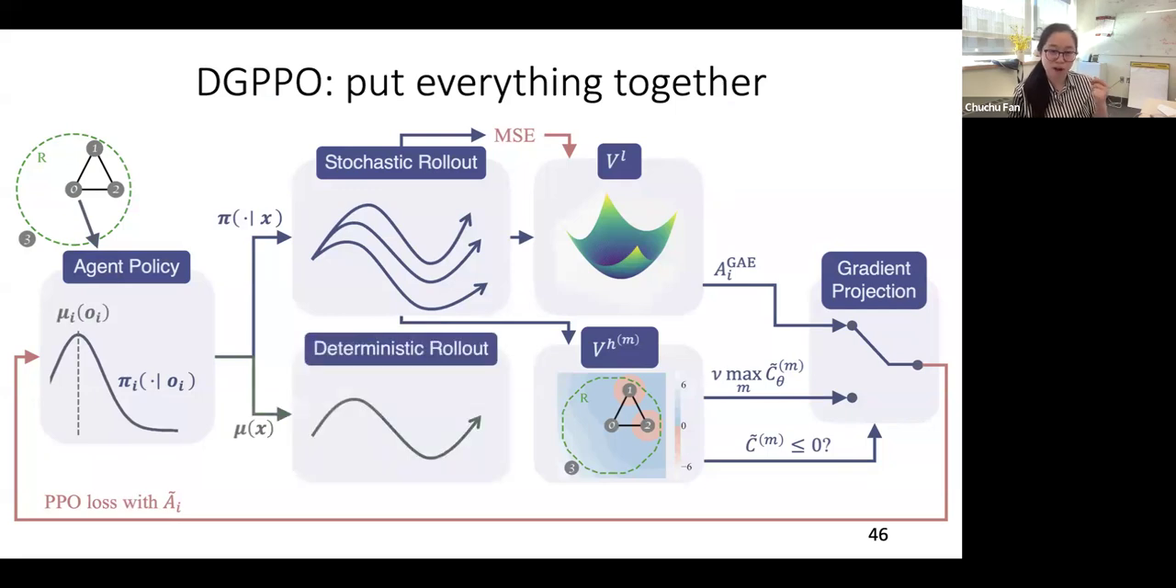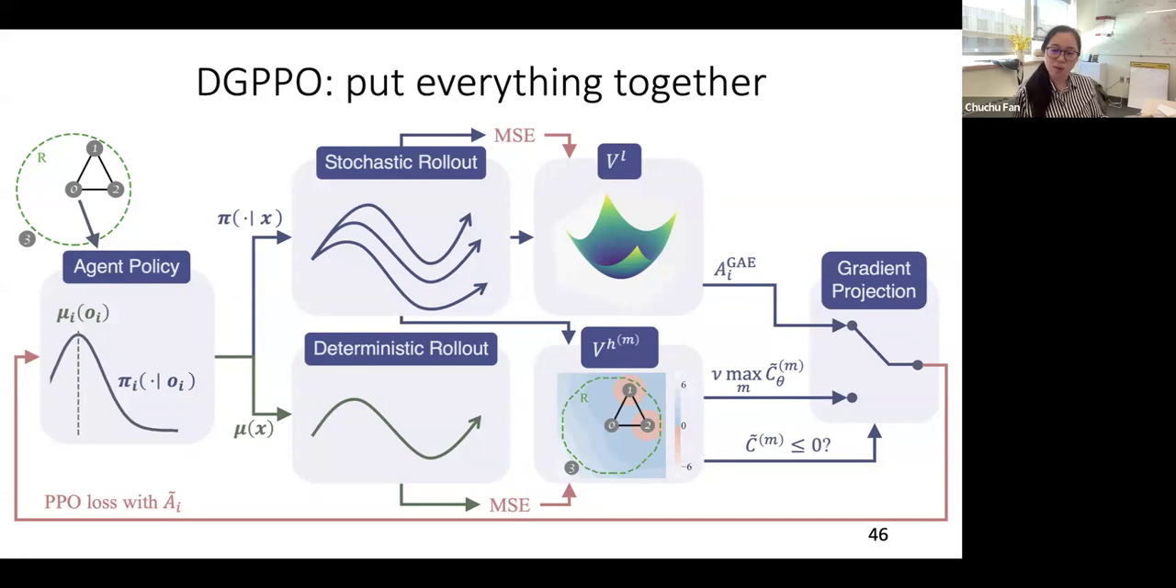We will have two types of rollouts: stochastic ones for learning the regular value function, and deterministic rollouts to give us the GCBF, and we actually reuse the stochastic rollouts here as well, just to be more data efficient. Together, this is the DGPPO framework that gives us a policy that can really perform the task and at the same time guarantee safety.